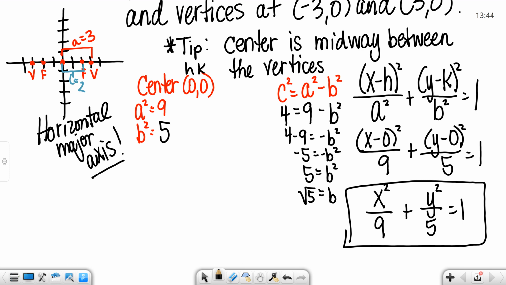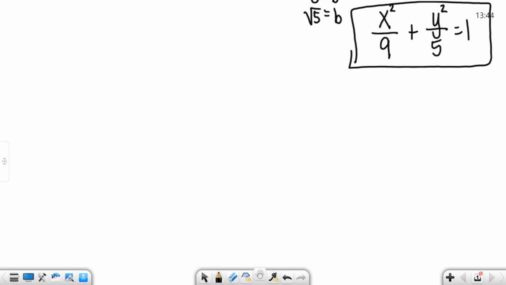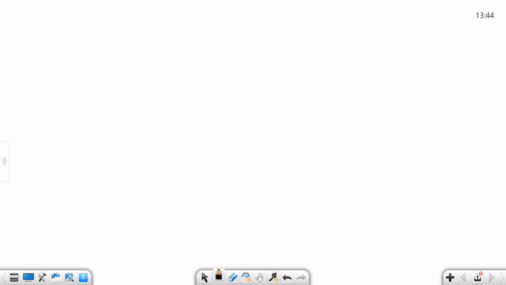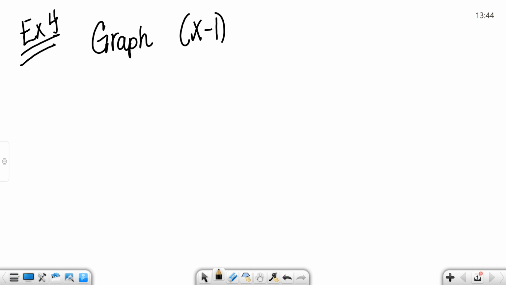All right, let's try one more. Last example. And this one is just a graph. I want us to graph this ellipse.